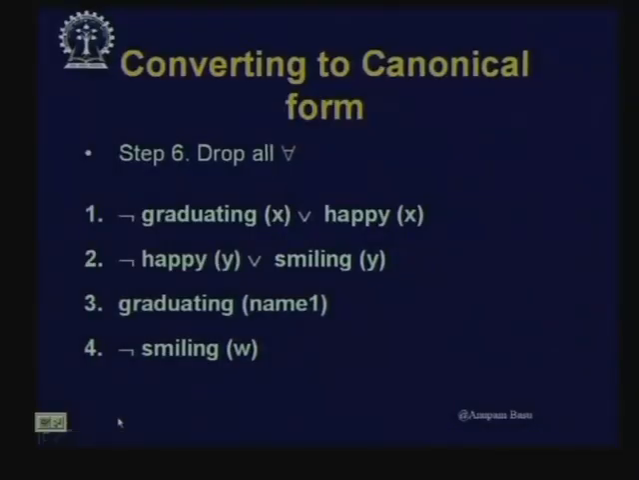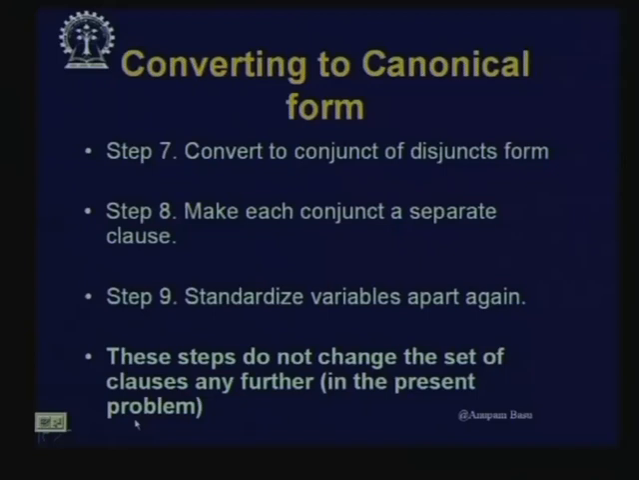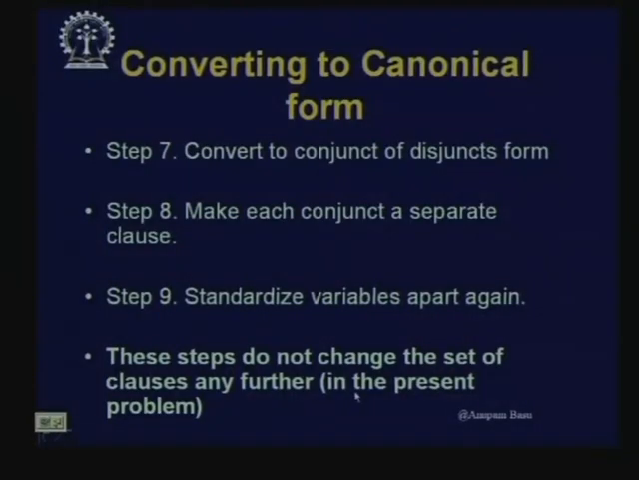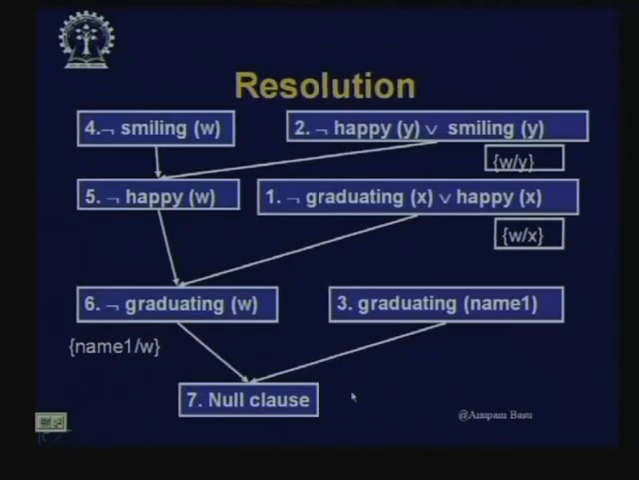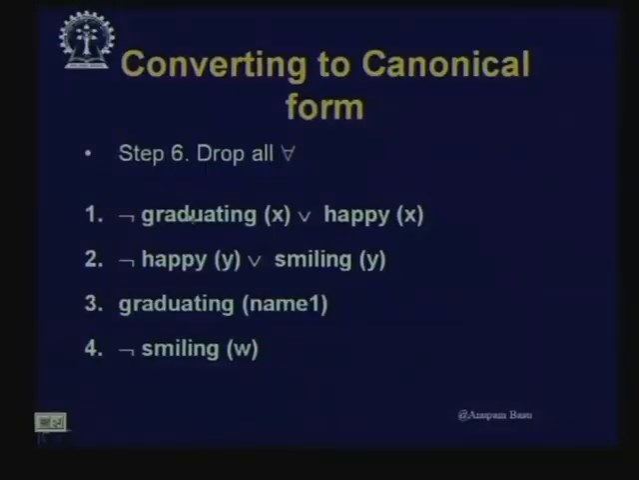So, after we have dropped all these quantifiers, we convert to conjunct of disjunct form and make each of these a separate clause, and we standardize variables apart again, so that each of these clauses will now have separate variables. These steps do not change the set of clauses in the present problem. So, now we come to the resolution proper, but those steps 7 and 8 are not so important here, because by step 6 we have already got them in the clausal form.